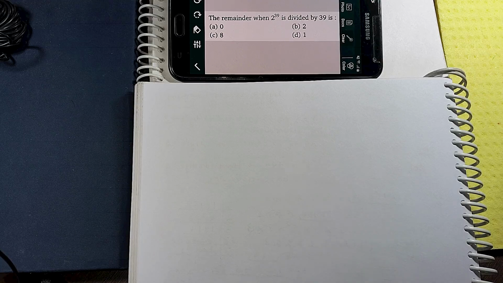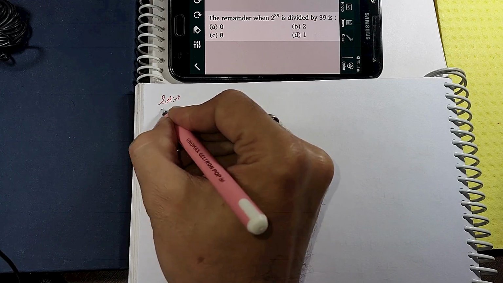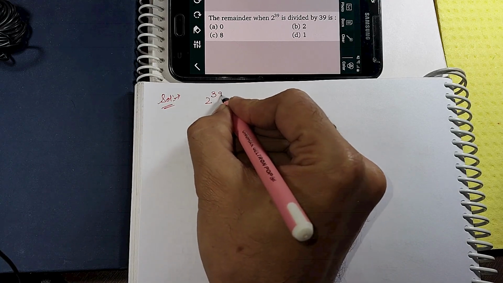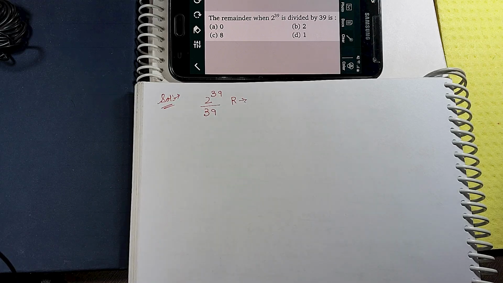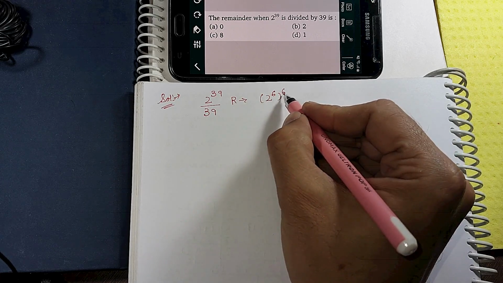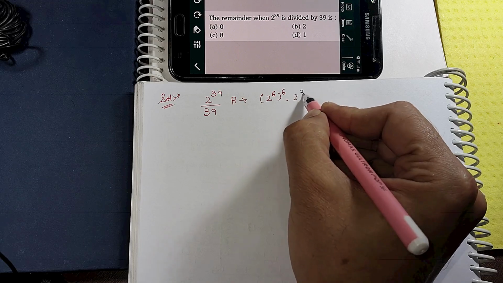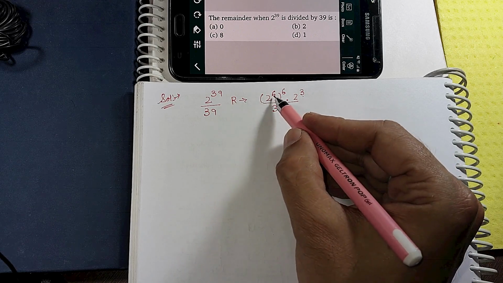The remainder when 2 raised to power 39 is divided by 39 is... So when 2 raised to power 39 is divided by 39, we need to find what the remainder is. Now 2 raised to power 39 can be written as 2 raised to power 6 whole raised to power 6, so this is 2 raised to power 36, and separately I have to write 2 raised to power 3, divided by 39. Now 2 raised to power 6 is basically 64.